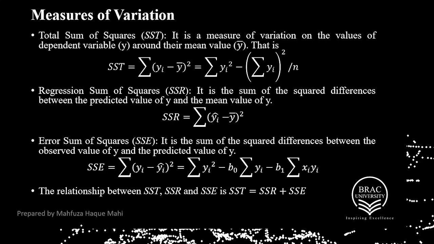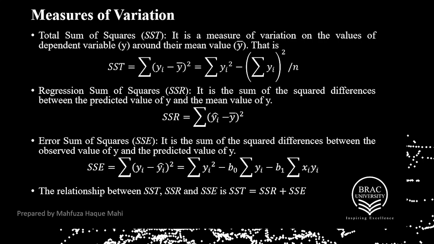Now look at another measure of variation, which is the error sum of squares. Error sum of squares, or SSE, is the sum of squared deviations between the observed value of y and the predicted value of y. So SSE equals the summation of yi minus yi hat, whole square.